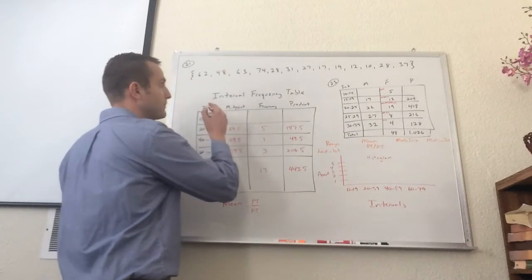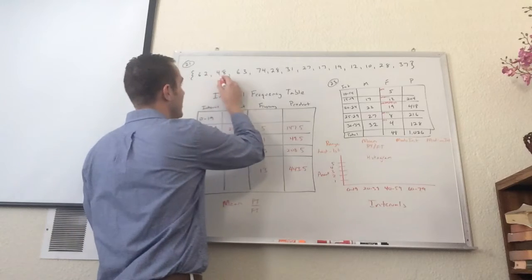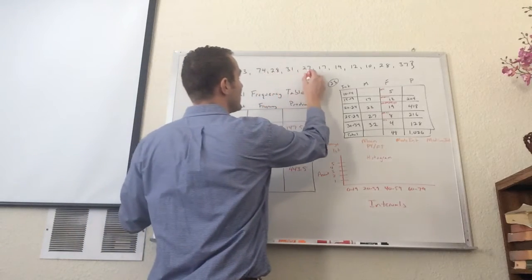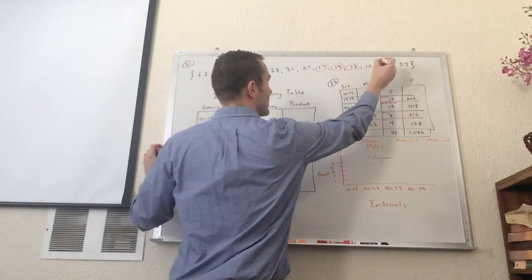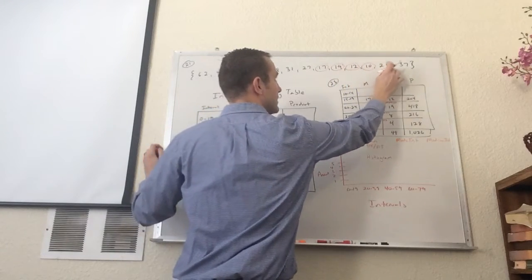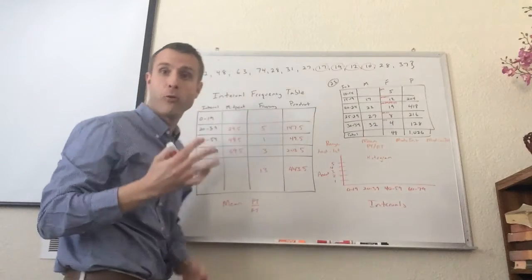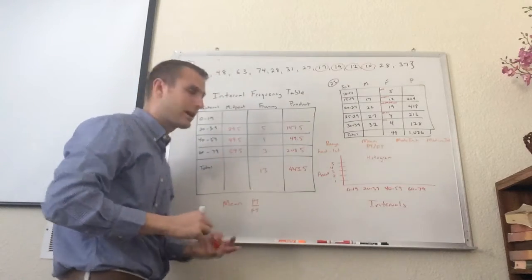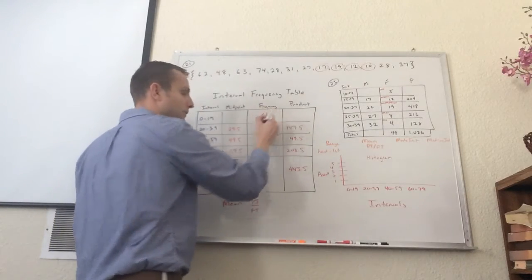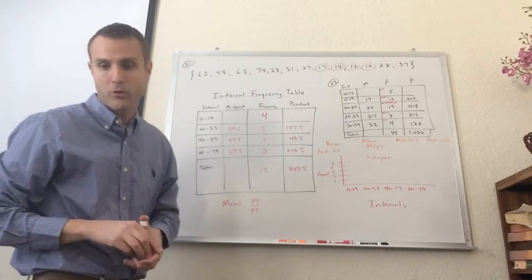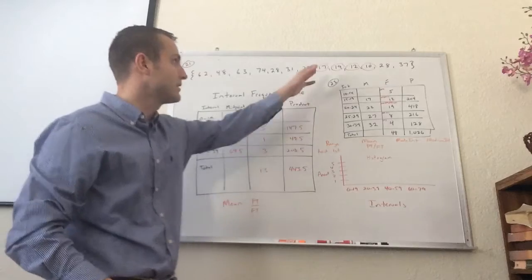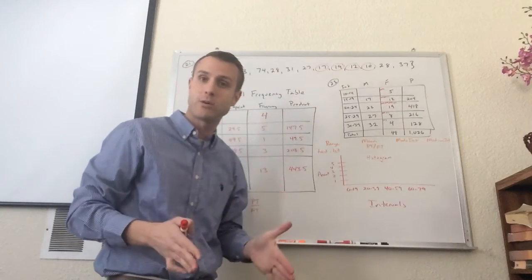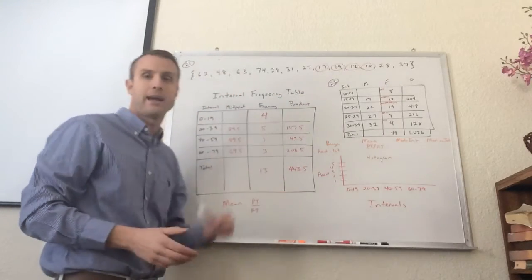Well, let's just count them. No. Yep, that's from 0 to 19. That's from 0 to 19. That's from 0 to 19. That's from 0 to 19. Nope. So I have 4 numbers from 0 to 19, so I'm going to put a 4 there for my frequency. That's how many numbers I have from 0 to 19. Those 4 numbers are between 0 and 19. That's how many I have.